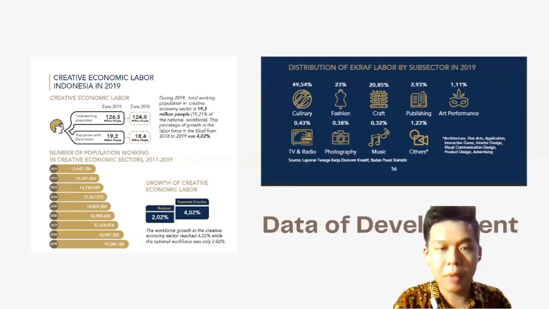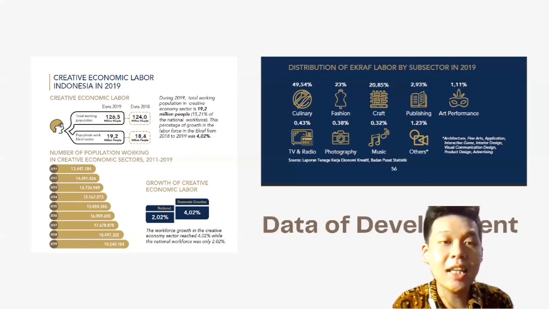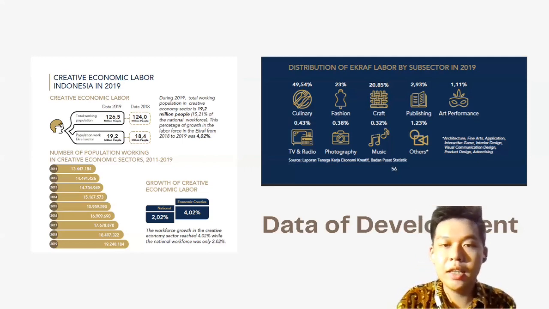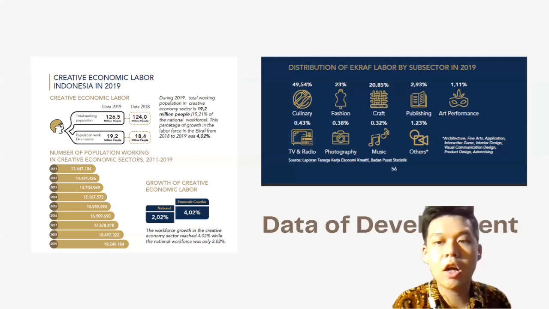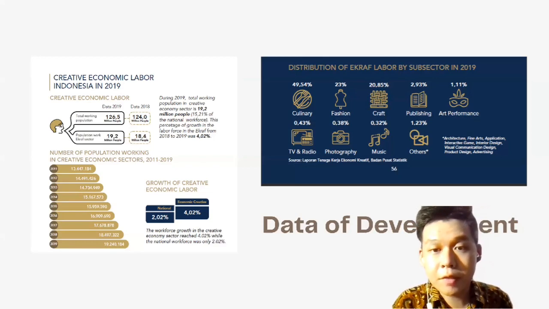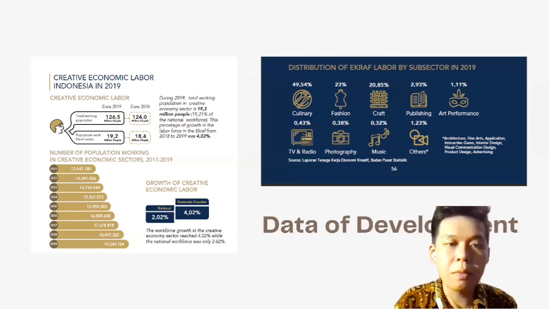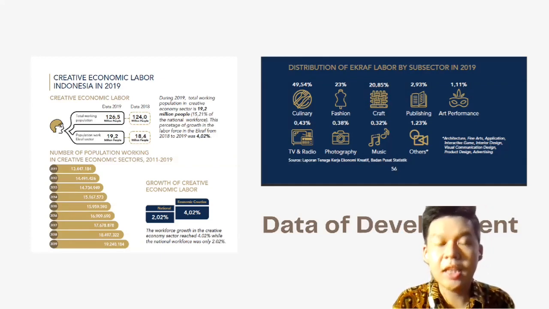For the first data of development is stats of Indonesian creative economic labor in 2019. This data shows that there has been a significant increase in the empowerment of human resources in the growth of creative industry from 2018 to 2019. If we take data in 2019 alone, the creative industry sector has empowered around 15.21% of the total workforce in Indonesia, with an increase in the number of about 4.02% from the previous year. It can be said that this statistic is quite significant.